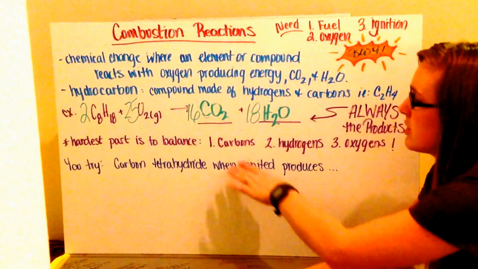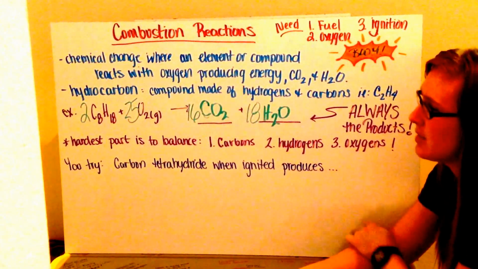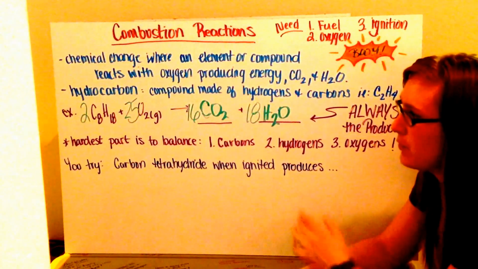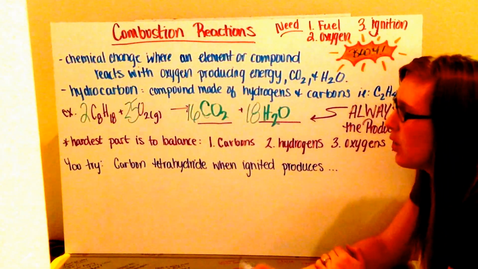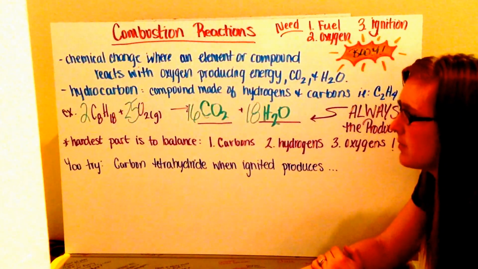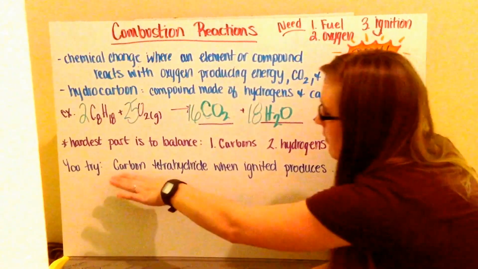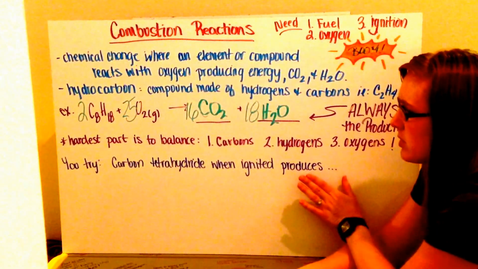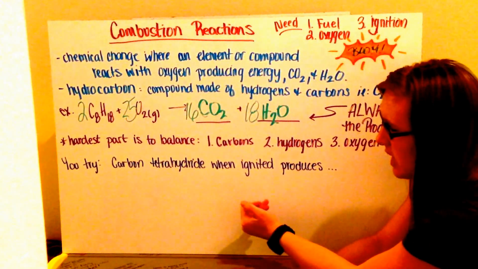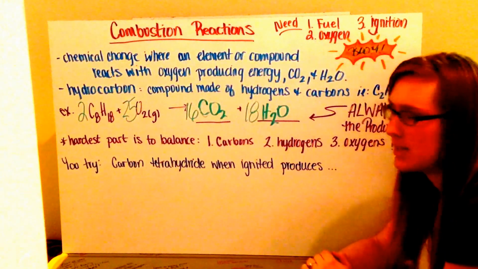So again, just start by doing carbons, then hydrogens, then oxygens, and then go back to double check to make sure they're right. If you get an odd number for your oxygen, so it's not equally divisible by 2, go ahead and double all of your coefficients. So next, go ahead and try doing the combustion reaction of carbon tetrahydride when ignited, what it will produce. Again, you want to write the entire reaction, translating them, predicting the products, and then balancing your reaction.